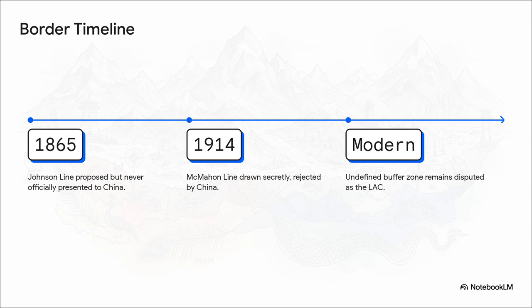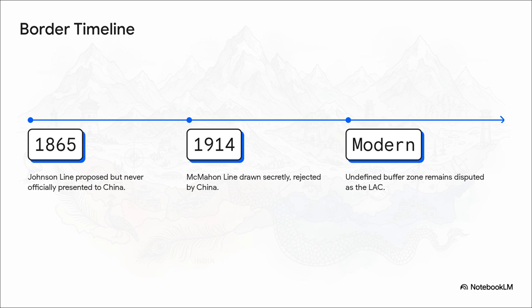The British relied on strategic ambiguity. They intentionally left borders vaguely defined to secure their own imperial interests. Take a look at this timeline. In 1865, the Johnson Line is proposed, which basically places the Aksai Chin region under British influence. But here's the kicker: they never actually officially presented this to the Chinese government.